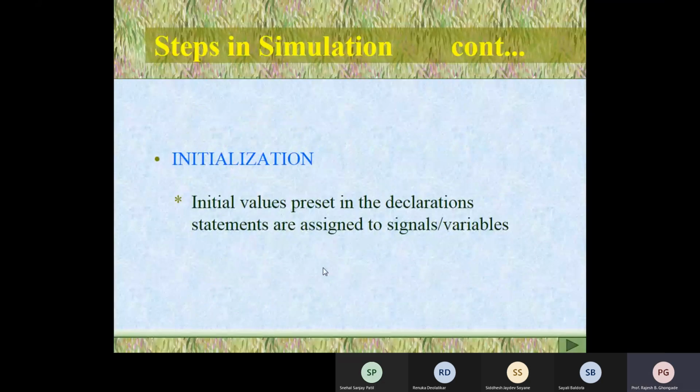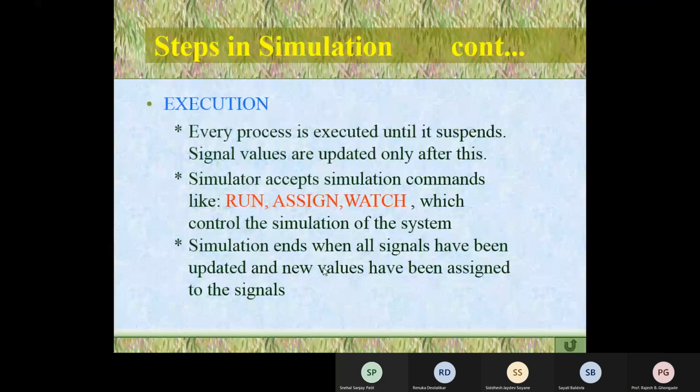Then you have the initialization. Initial values are preset in the declaration statements. Sometimes we declare the generics and all that right in the beginning. All these values are initialized and assigned to the signals or the variables. Then the next part is the execution. Every process is executed until it suspends. Signal values are updated only after this.